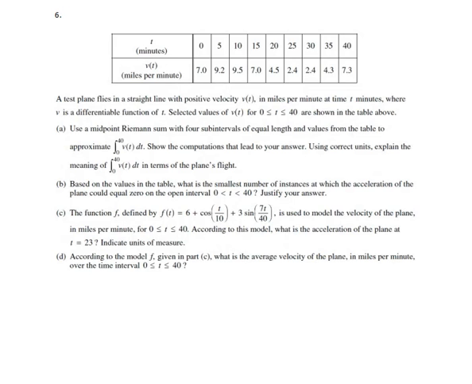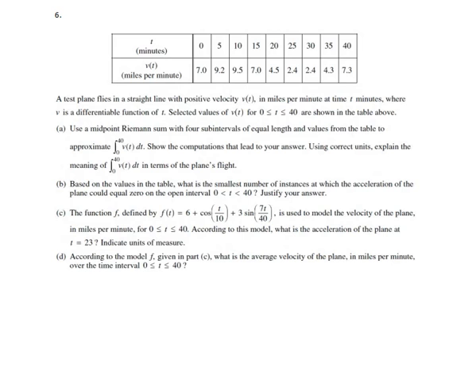In problem number 6, we have a test plane flying in a straight line with positive velocity v of t in miles per minute at time t minutes, where v is a differentiable function of t, and selected values of v of t for t between 0 and 40 inclusive are shown in the table above.